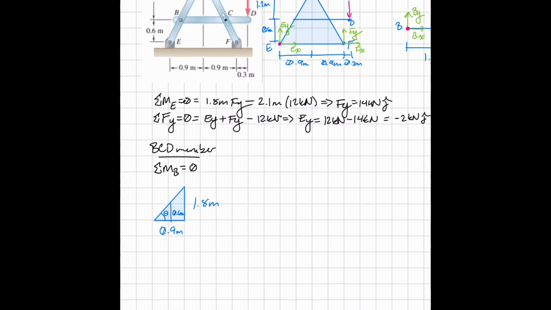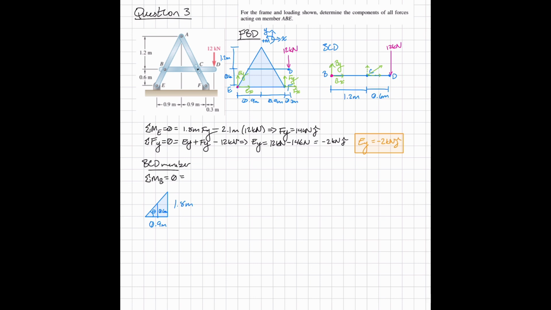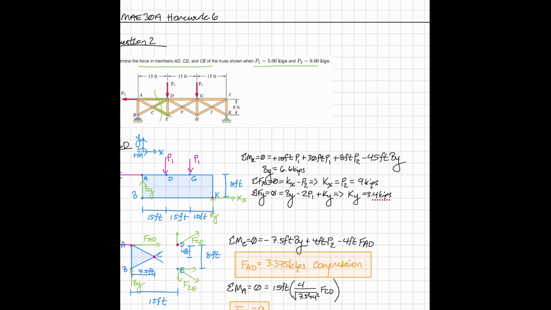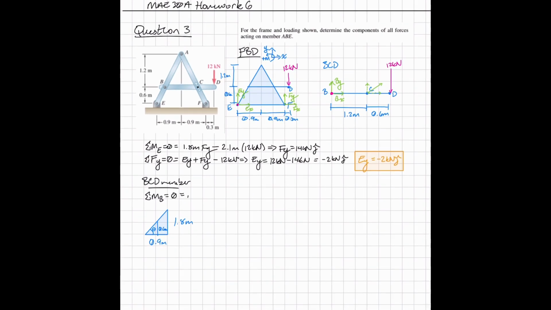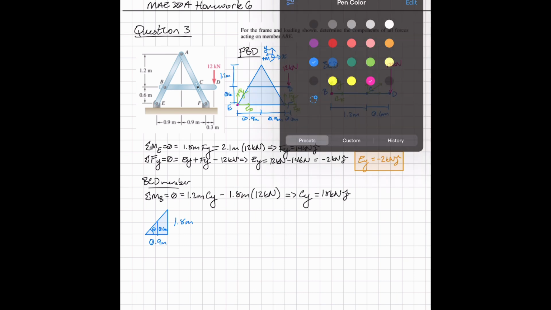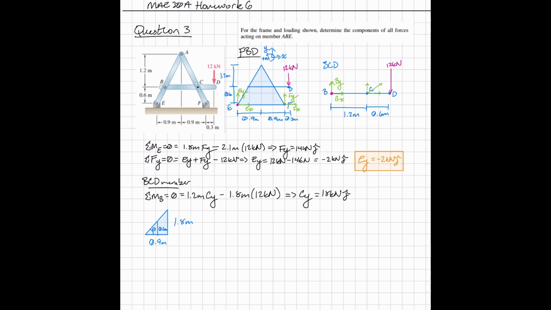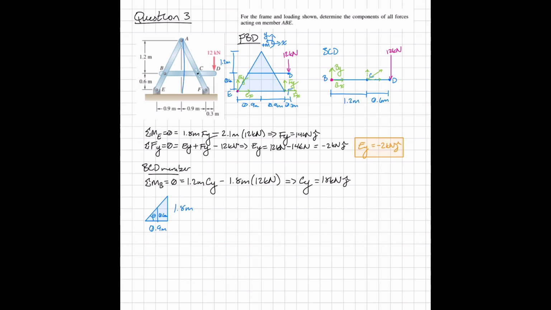So now we can write out our moment equation. We have a counterclockwise Cy, so that'll be positive. So it'll be 1.2 meters times Cy. And then our 12 kilonewtons is clockwise, so that'd be negative. So it'd be 1.8 meters times 12 kilonewtons. And then rearranging for Cy, we get that Cy is equal to 18 kilonewtons upwards, or in the positive J direction. And then we actually have the constraints to find Cx from this. So we know that it is perpendicular to this triangle here.